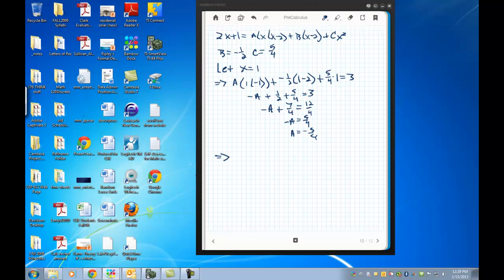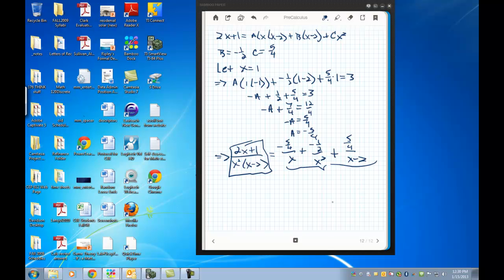Which implies that 2x plus 1 divided by x squared times x minus 2 can be written as negative 5/4 over x plus negative 1/2 over x squared plus 5/4 over x minus 2. That is a partial fraction decomposition. We took a fraction and we broke it up into its component partial fractions. That's kind of cool, huh?